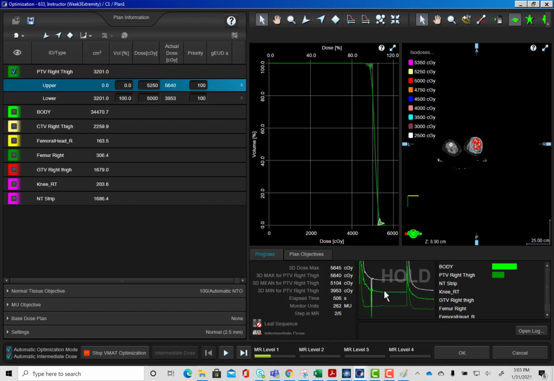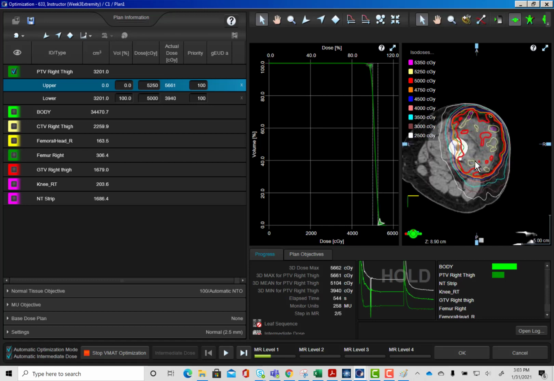And then what happens is you see here, so in step 1, this is our cost function, so it's telling you how hard the optimizer is working on all of our structures here. So right now it is working a little bit harder on our NTO. Your NTO will show up as your body, okay? So it's working a little harder on our body than it is on our PTV right now, but in both cases, it's meeting those. You can see here we have really good coverage. We don't really have any hot spots.